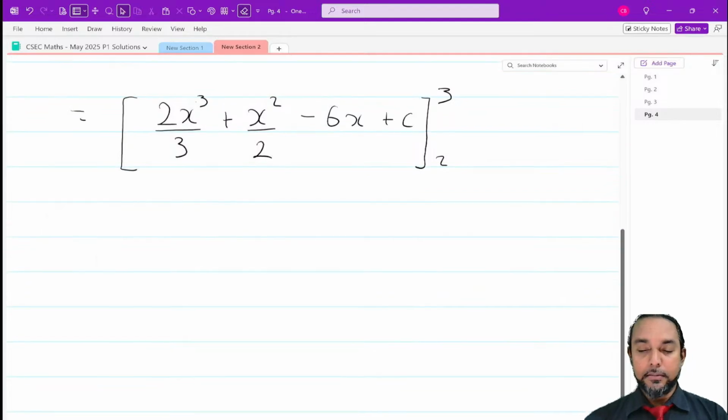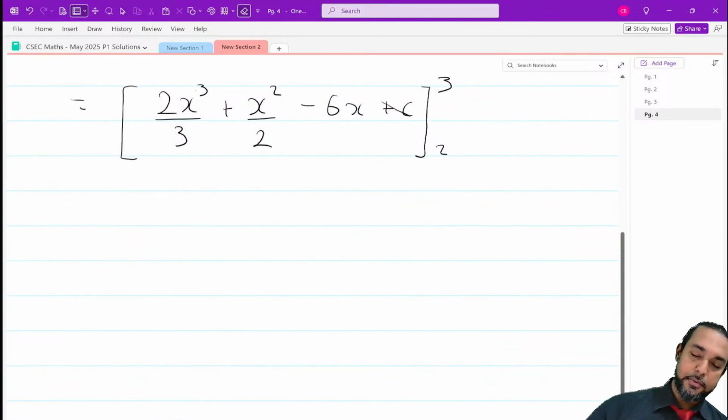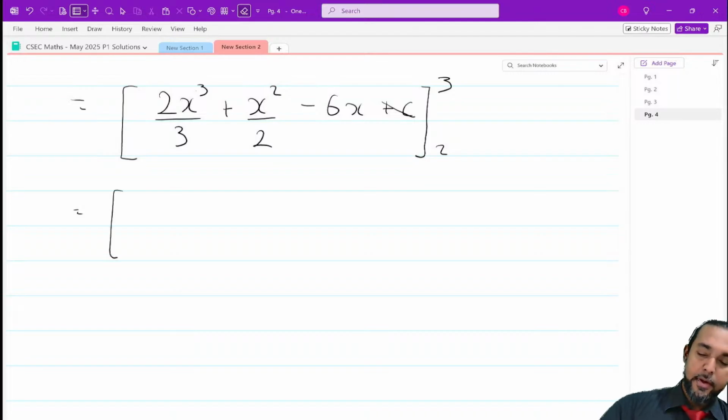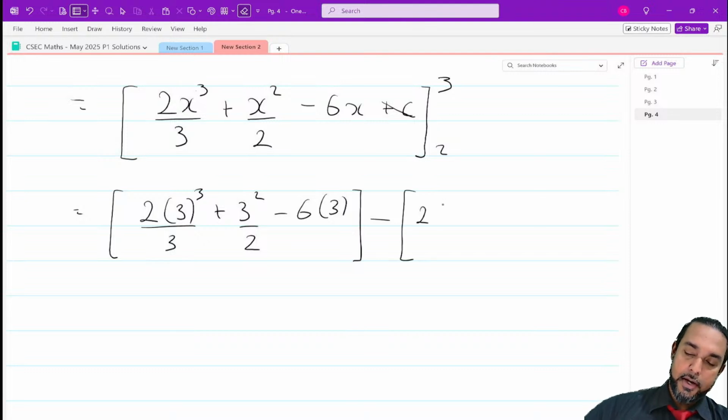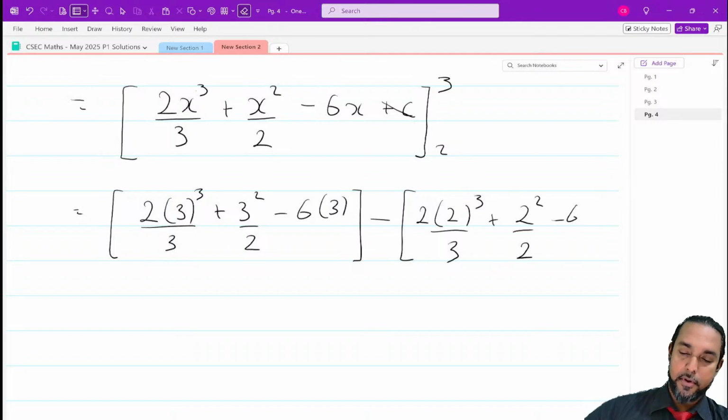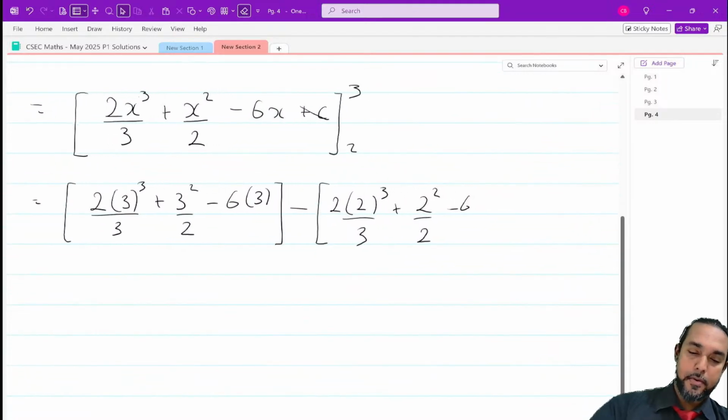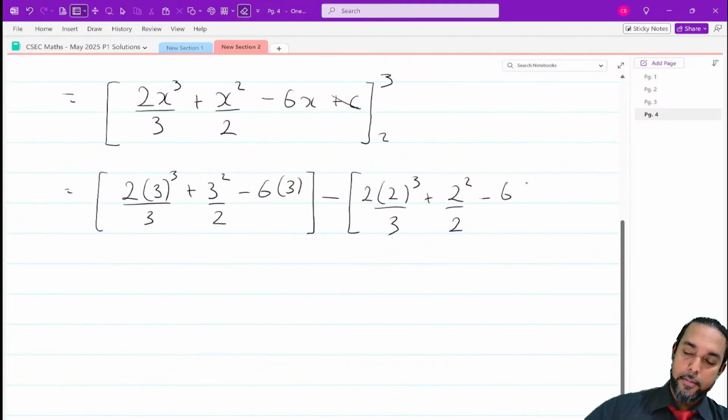Okay. So we'll just ignore that. Okay, so now when you make your substitutions, you're going to plug 3 in first. You're going to have 2 by 3 cubed all over 3 plus 3 squared all over 2 minus 6 by 3, minus 2 by 2 cubed all over 3 plus 2 squared all over 2 minus 6 by 2.